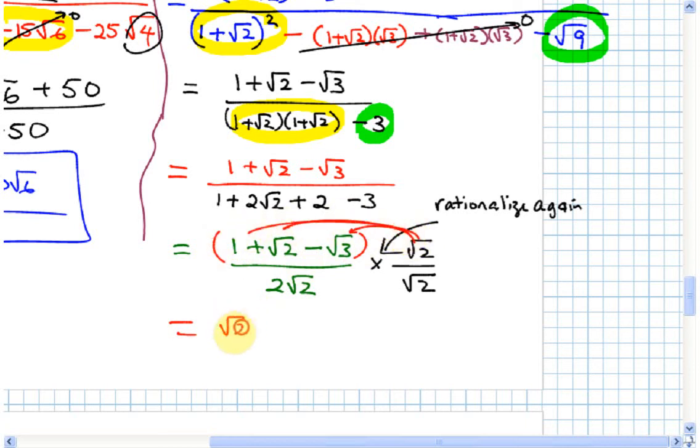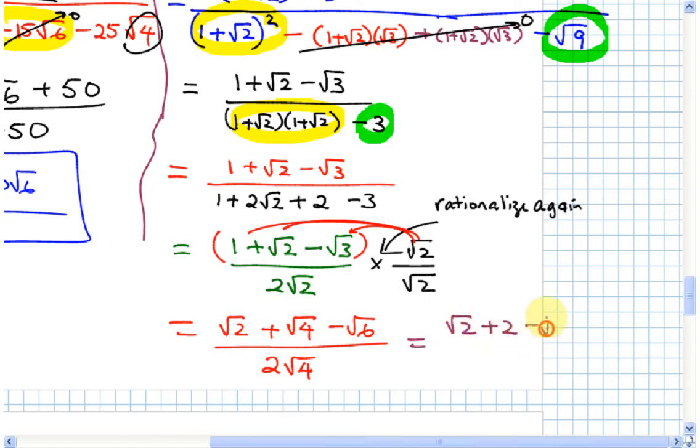How about root 2? What's root 2 times root 2? I guess that's root 4. Root 2 times root 3 is just root 6. And on the bottom, 2 times 2 root 2, that'd be 2 root 4. And let's just quickly simplify if we can. That'll be root 2 plus 2 minus root 6. And 2 root 4, of course, is just 4.